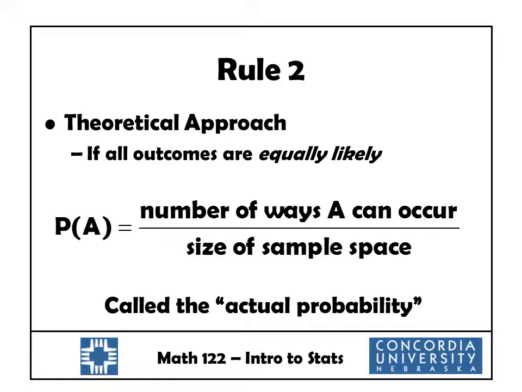So if they are equally likely, then the probability of A is the number of ways that it can occur divided by the size of the sample space. And this is what the book calls the actual probability, or sometimes I'll refer to it as the theoretical probability.